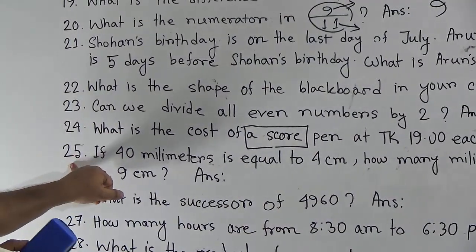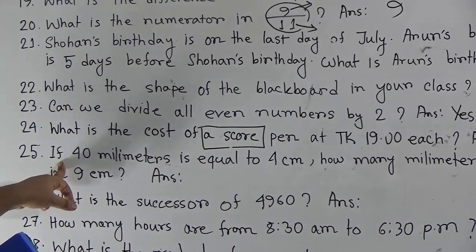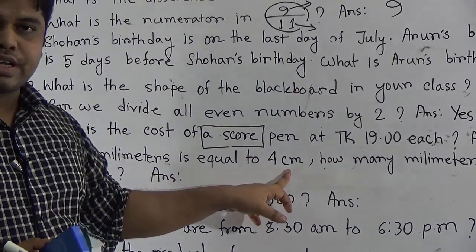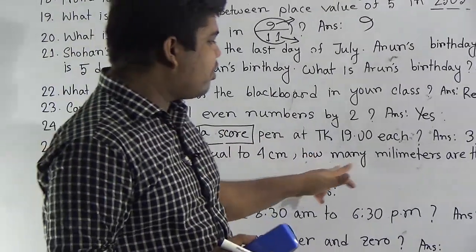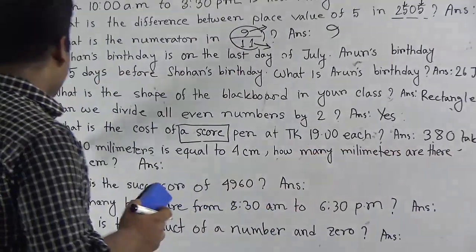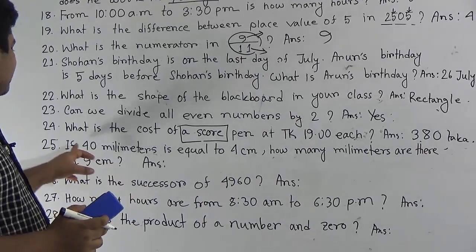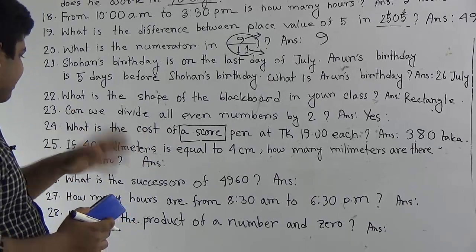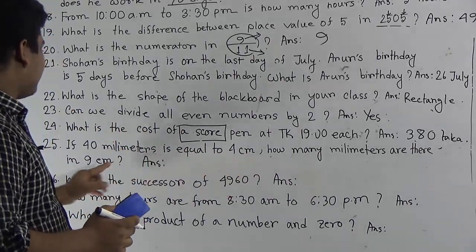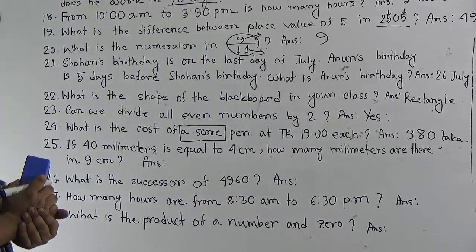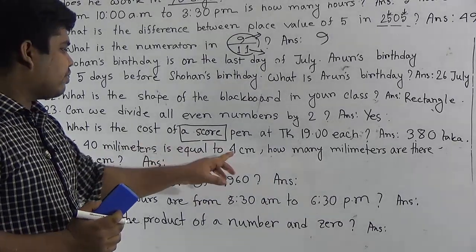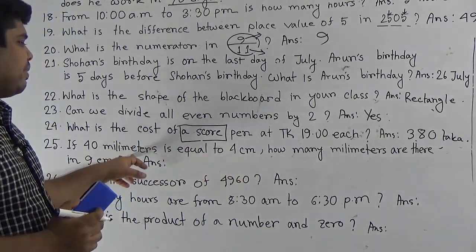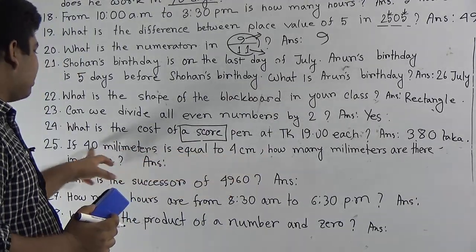Then we shall solve question number 25. If 40 millimeter is equal to 4 centimeter, then how many millimeters are there in 9 centimeter? At first we find out 1 centimeter equals how many millimeters. How can we find it? We divide 40 by 4. So 4 centimeter equals 40 millimeter. I repeat, 4 centimeter equals 40 millimeter.